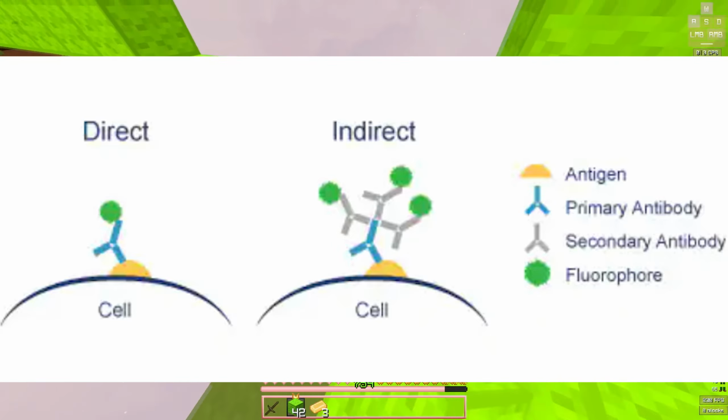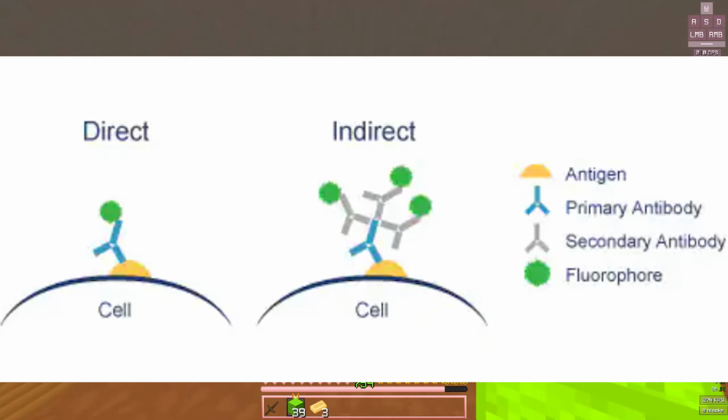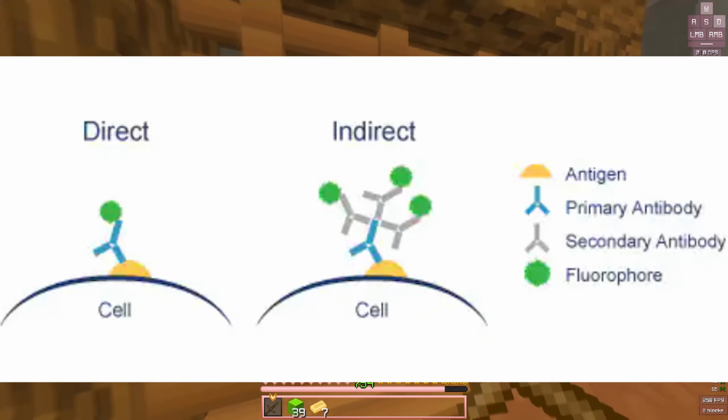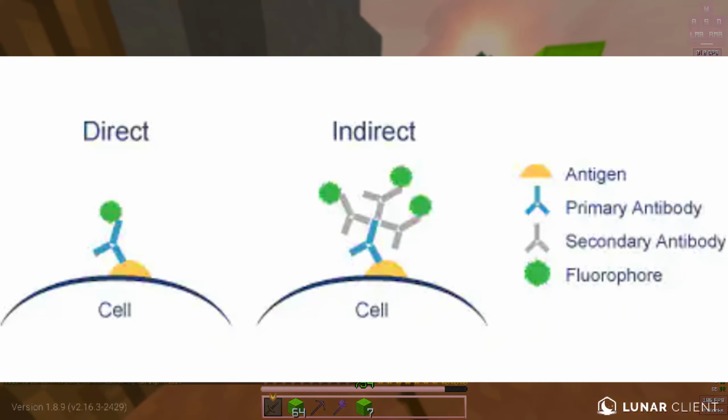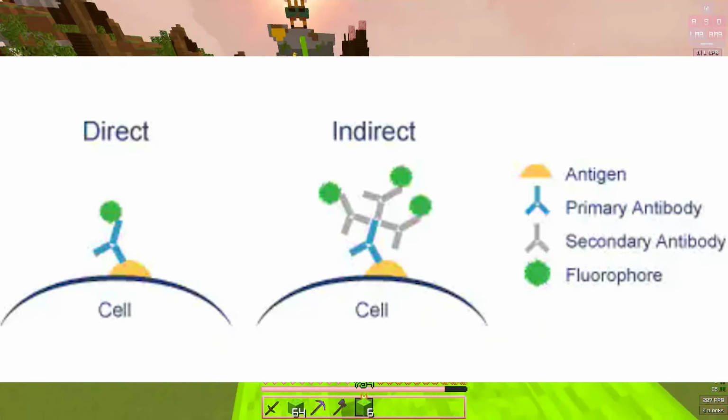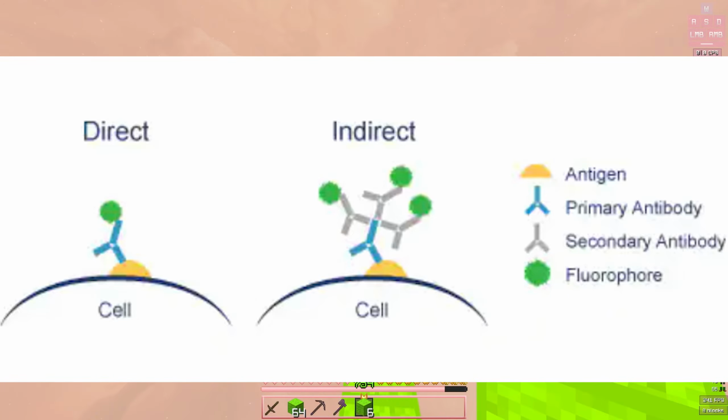But usually with this, the problem is that the signal is very weak because we don't have that secondary antibody to covalently link. Whereas in indirect immunofluorescence, so that was direct immunofluorescence, indirect immunofluorescence has a very specific and very good resolution. It's basically what we were talking about with the primary and the secondary antibodies.